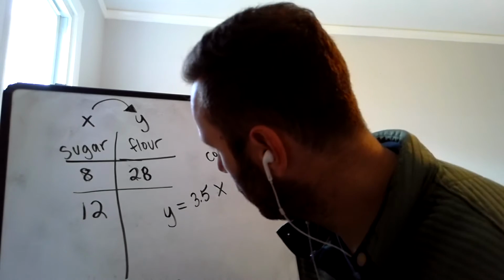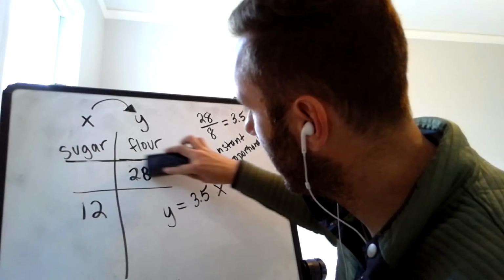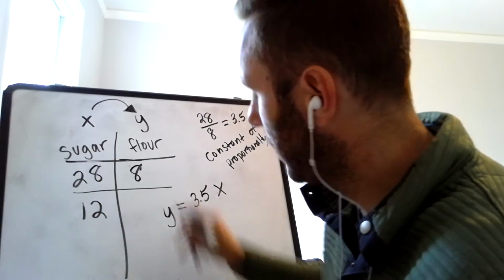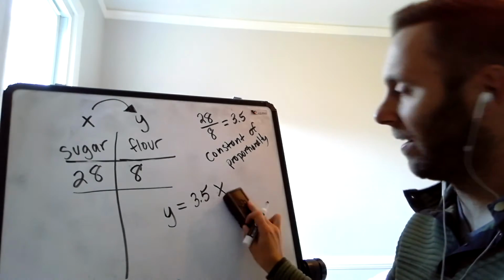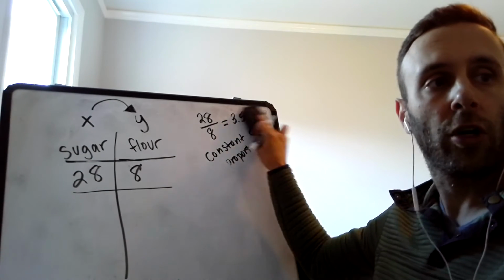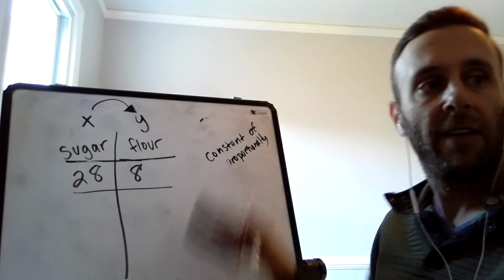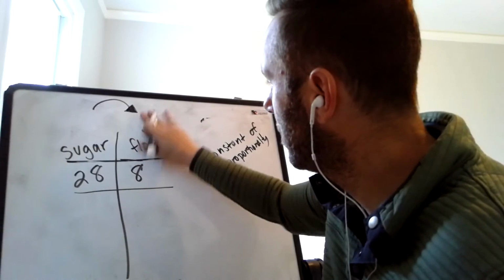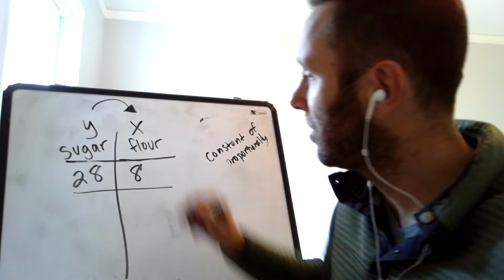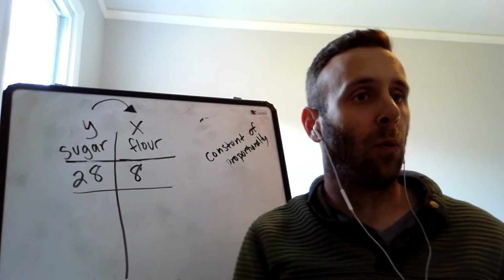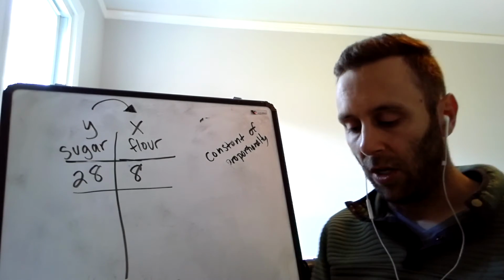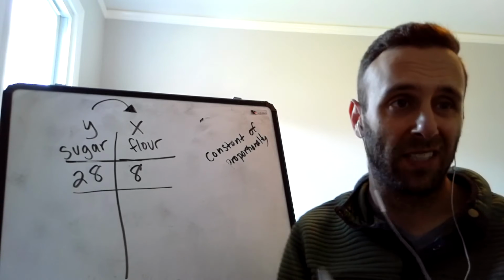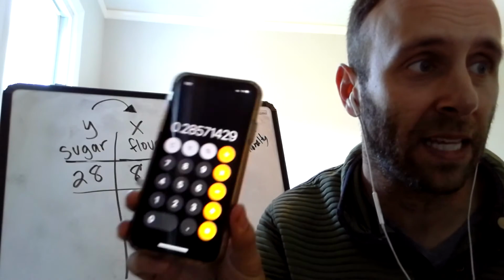Now, what if I told you that we switched them? So this was 28. This was 8. Well, that changes everything because you're no longer going to have this equation. You're no longer going to have this constant of proportionality. In fact, to find this constant of proportionality, remember, in this case, now we're going from y to x. So now we have to find out, well, 8 divided by 28. Now we keep talking in class that if you do 8 divided by 28, you get a really weird number.